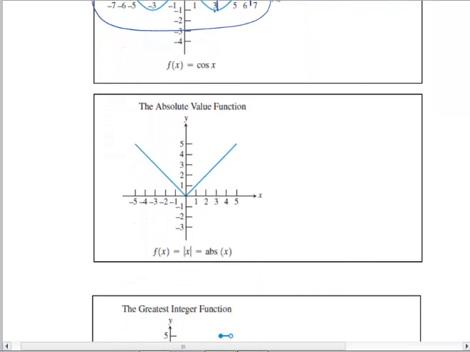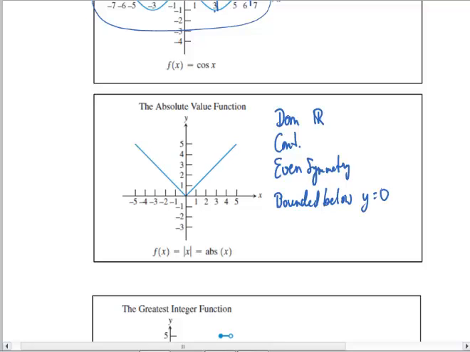The absolute value function. Domain is all real. It's continuous. It's even symmetry. It's bounded from below by y equals 0. That's basically it. No asymptotes. And I think we captured everything on that one.